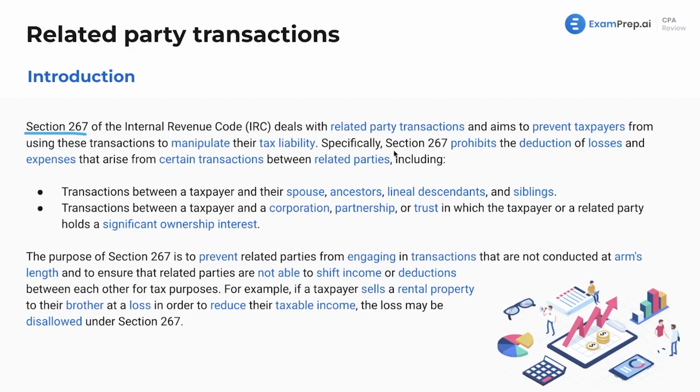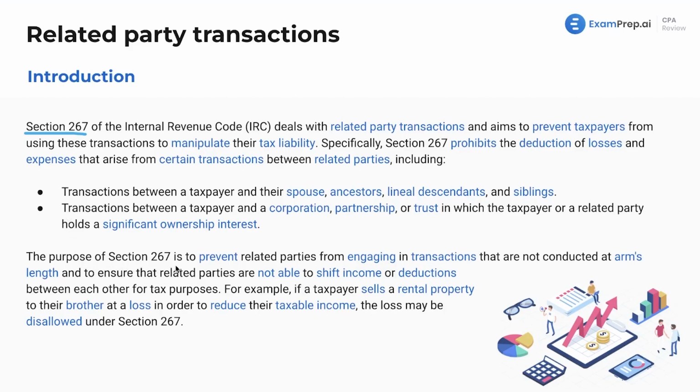Specifically, 267 prohibits the deduction of losses and expenses that arise from certain transactions between related parties. These include transactions between a taxpayer and their spouse, ancestors, lineal descendants, and siblings. Additionally, transactions between a taxpayer and a corporation, partnership, or trust in which the taxpayer or a related party holds a significant ownership interest. These situations would definitely be related party transactions, and if you have control over someone else or an entity, you could usually manipulate that for your benefit tax-wise. So this is what this is here to prevent.